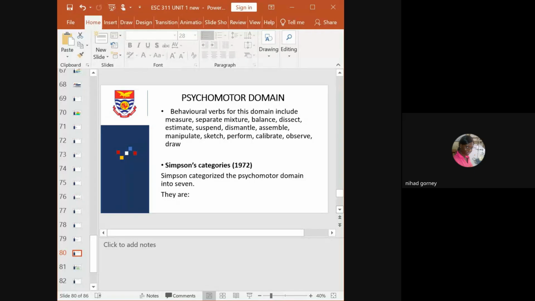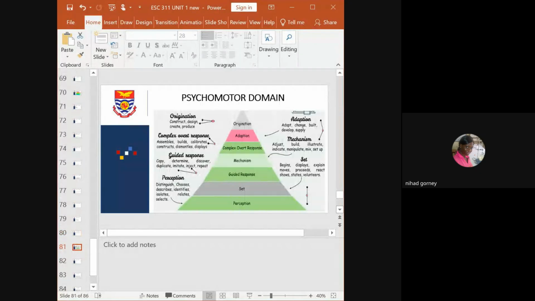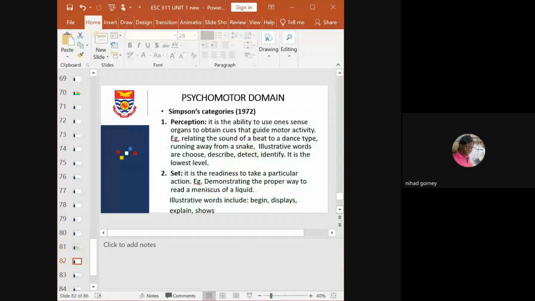Then we have Simpson's categories that help us in the psychomotor domain. It's one of the taxonomies. Under Simpson's categories, the psychomotor domain is divided into 7. At the base, we have perception. Then going up, we have set. Then we have guided response, mechanism, complex overt response. We have adaptation and then origination. Now, each of them has its own meaning. I have 7 minutes more. Let me quickly see. I can go through them.